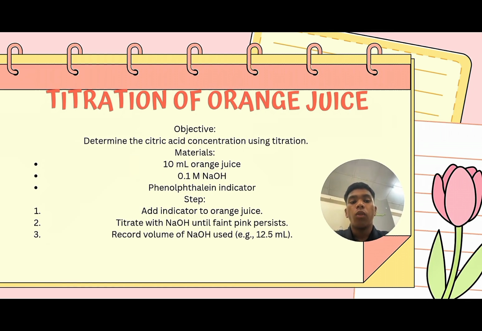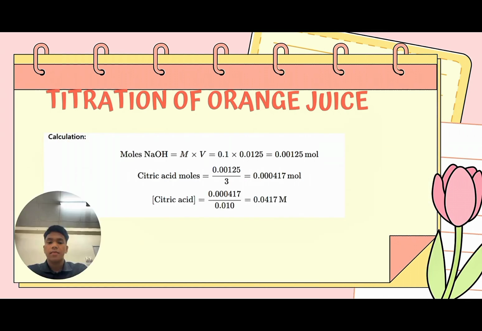Finally, we record the volume of NaOH used, which in this case was around 12.5 ml. Now, for the calculation, we calculate the moles of NaOH using the formula molarity times volume. 0.1 molar times 0.0125 liters gives us 0.00125 mole of NaOH. Since the reaction between citric acid and NaOH is in a 1:3 ratio, we divide the NaOH moles by 3, giving us approximately 0.00417 mole of citric acid.